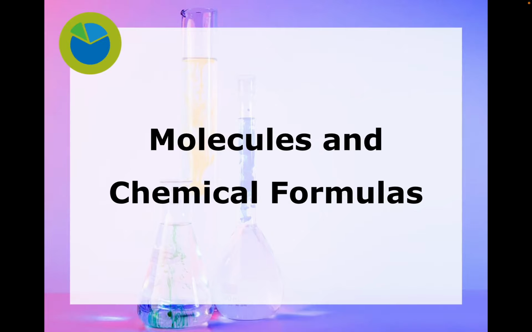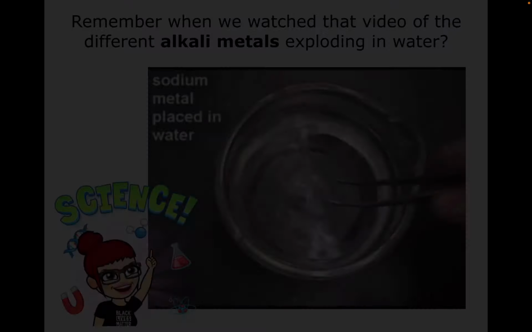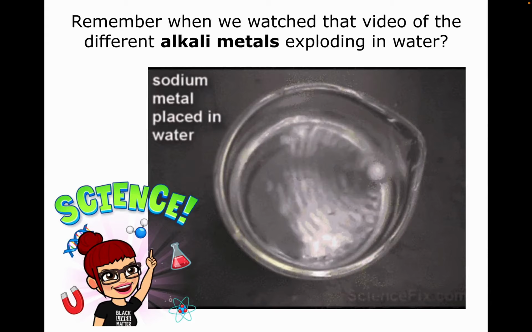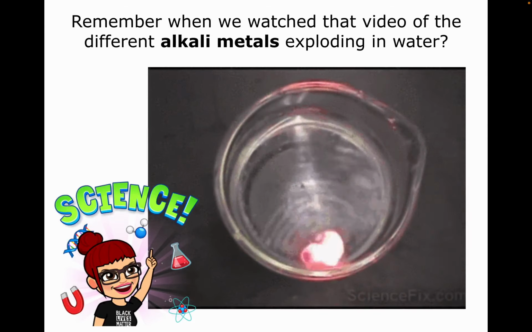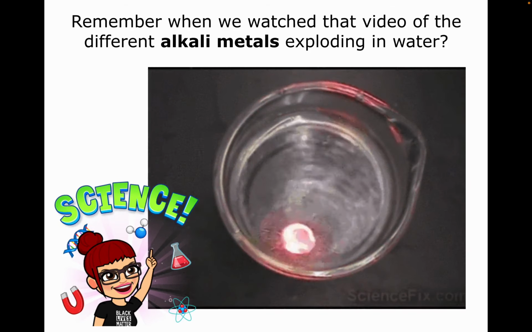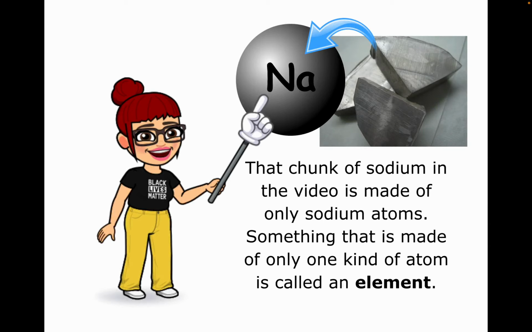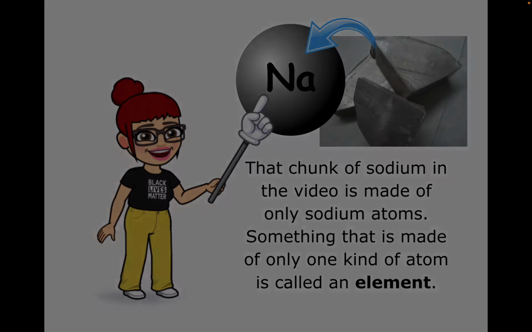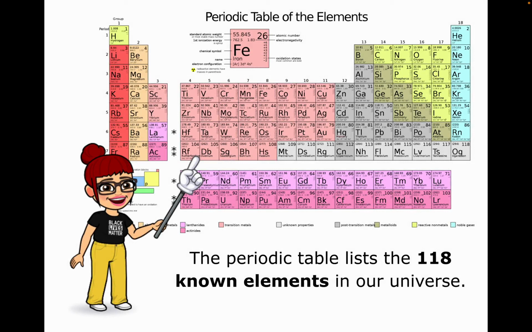We'll talk about molecules and chemical formulas. Remember when we watched that video of different alkali metals exploding in the water? That chunk of sodium in the video is made of only sodium atoms. Something that is made of only one kind of atom is called an element. The periodic table lists the 118 known elements in our universe.